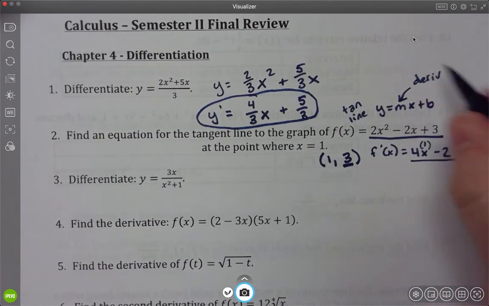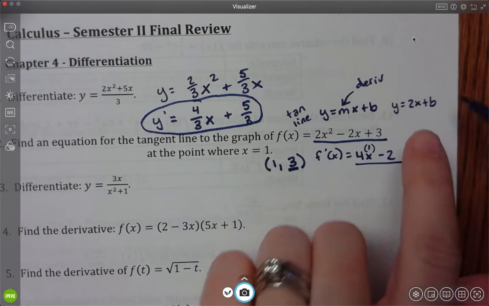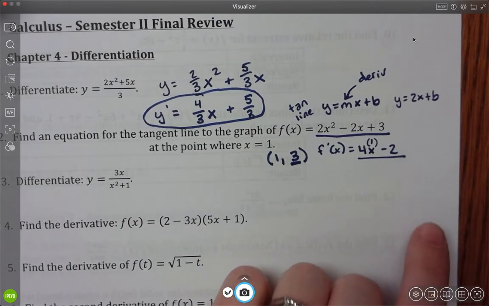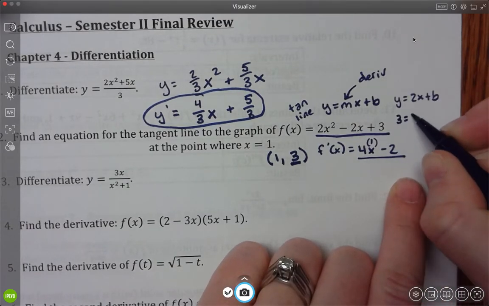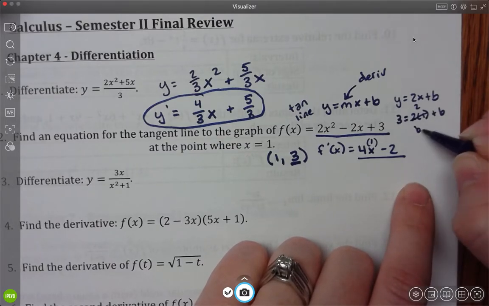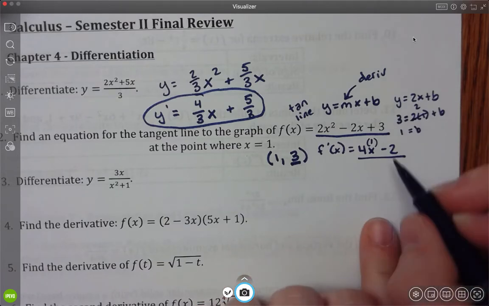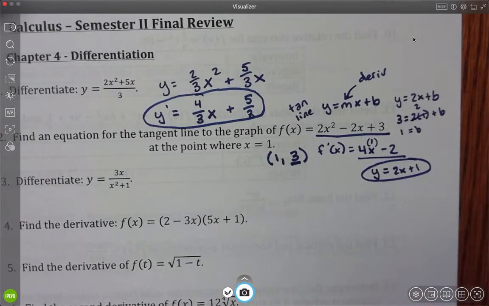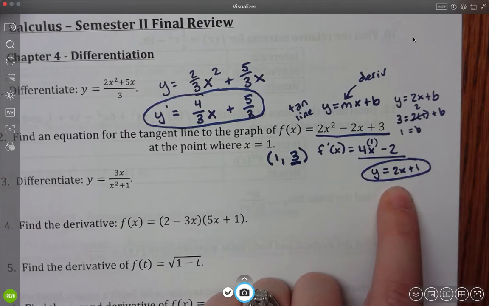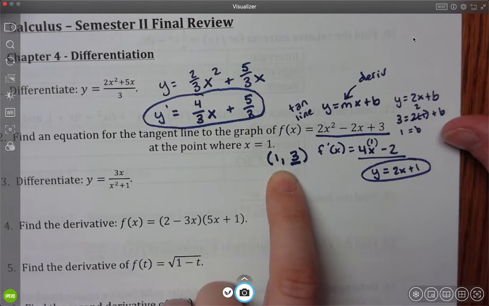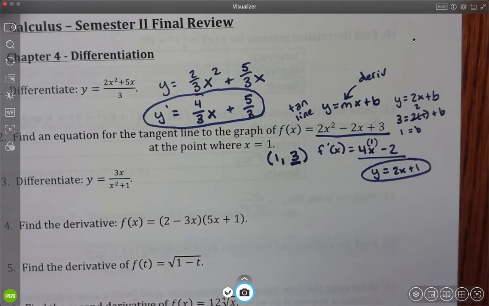So I'll have y equals 2x plus b. The last thing I do is solve for b. I'm going to plug 1 and 3 in for x and y. So this is where I'm going to use that 3 value. So 2 times 1 plus b. This is just going to give me 2. So b is going to be equal to 1. And then writing my final equation, y equals 2x plus 1. That's what it is going to look like. So this is the tangent line to this equation at the point x equals 1, or really, it's the point 1 comma 3 if I plug in and solve for y.